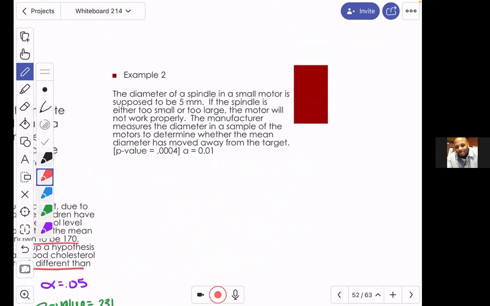The diameter of a spindle in a small motor is supposed to be 5 millimeters. If the spindle is either too small or too large, the motor will not work properly. The manufacturer measures the diameter in a sample of motors to determine whether the mean diameter has moved away from the target. So again, it's supposed to be 5 millimeters. So H0 is that the mean should be equal to 5. H1 is that the mean is too small or too large. That means it does not equal 5.